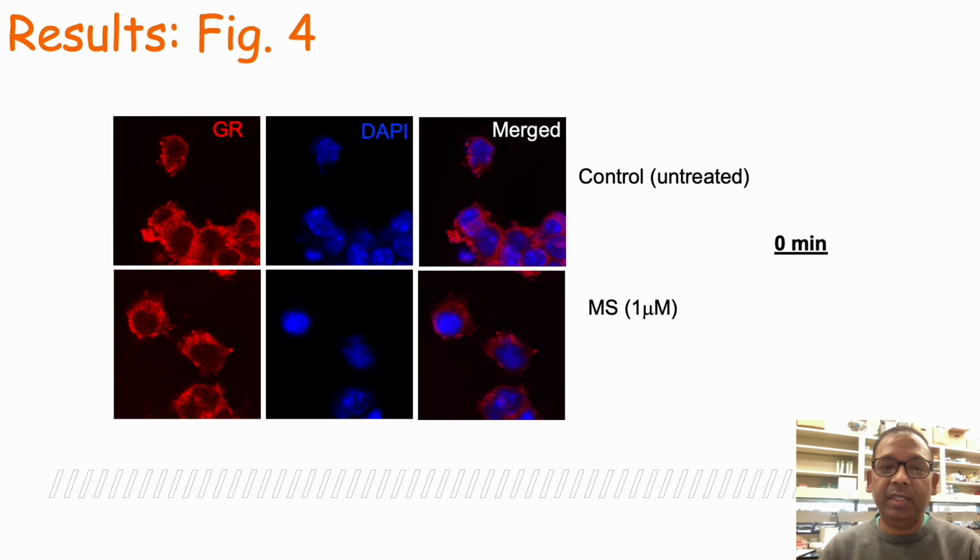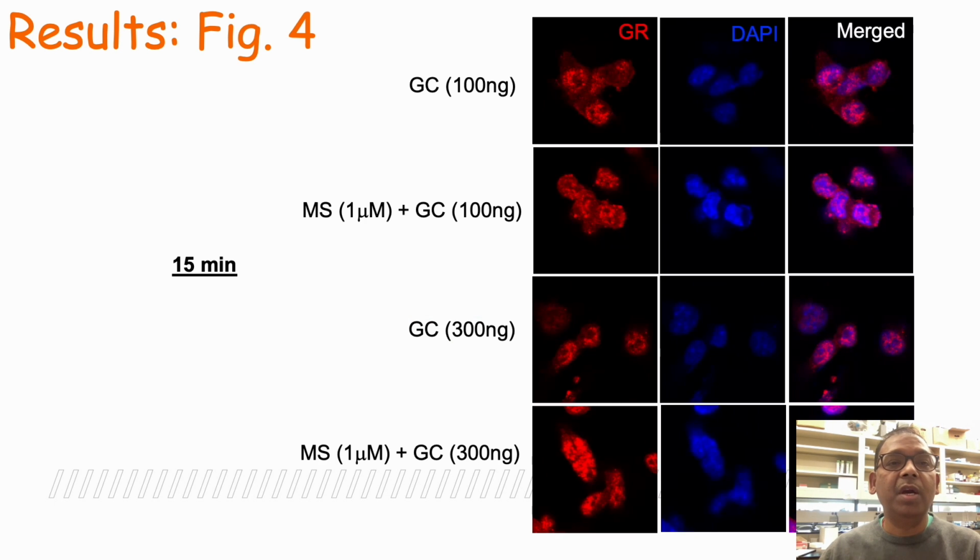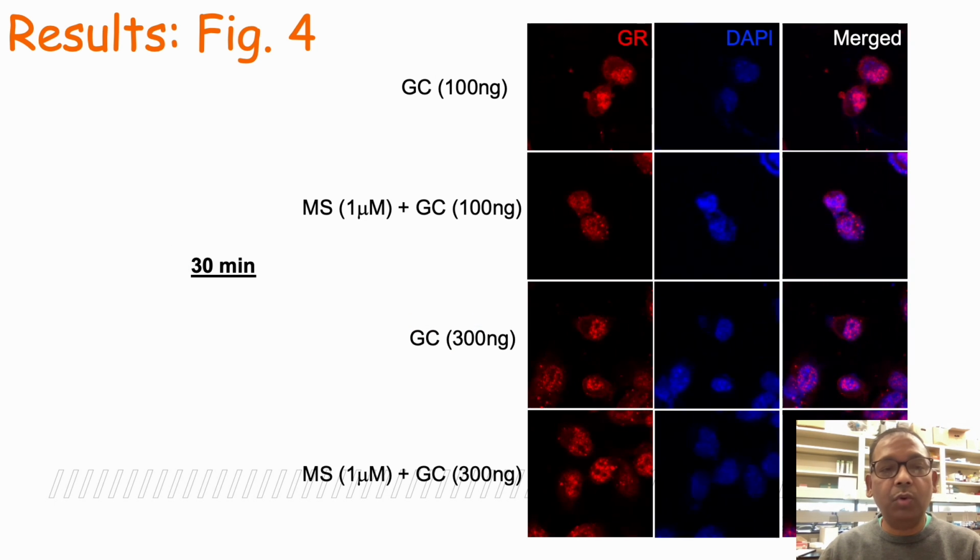In this slide you can see that morphine by itself is not causing any translocation of glucocorticoid receptor to the nucleus, but when we used either 15 minutes or 30 minutes of treatment with glucocorticoid, either 100 nanogram or 300 nanogram per ml, morphine always potentiated the GR translocation. Whenever we treated with the glucocorticoid, there was still some amount of receptor in the cytosol. When we treated with morphine, all of them moved to the nucleus, so that potentiated the GR translocation to the nucleus.